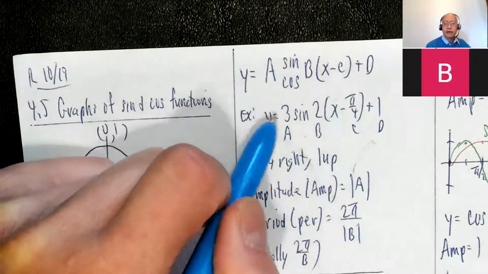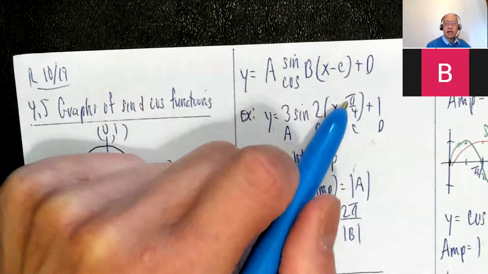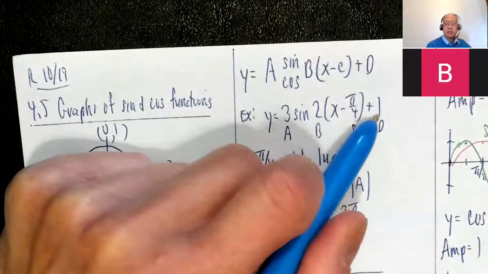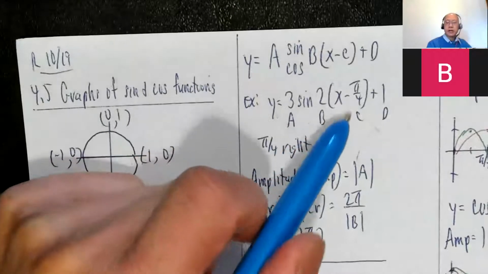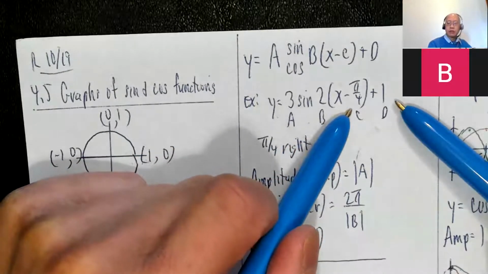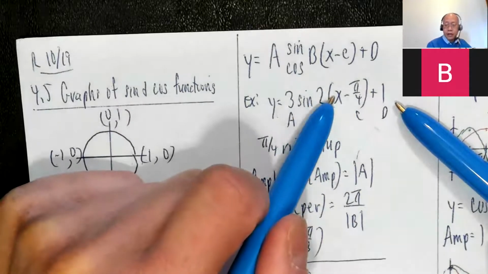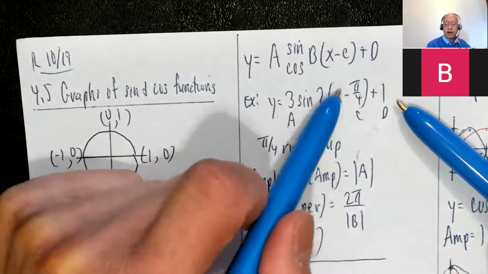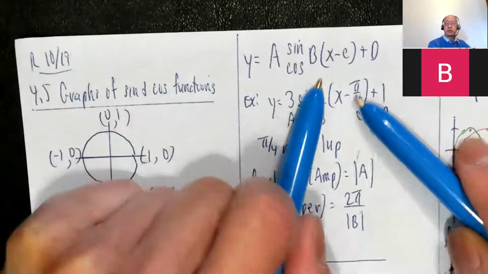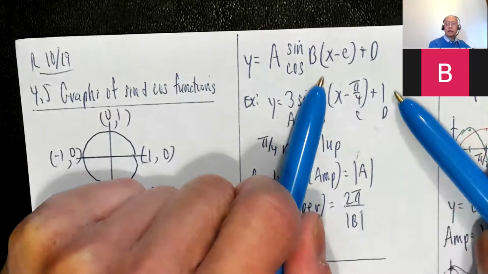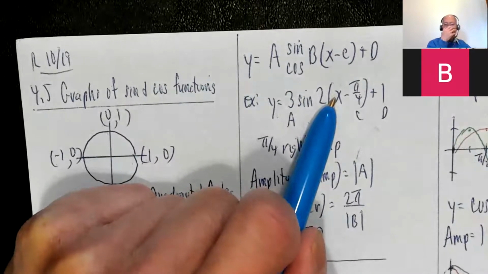Here's an example. Y equals 3, that's A. Sine of 2, that's B. Parentheses x minus pi over 4, that's C, plus D. So you already know from your previous work, this means pi over 4 to the right and 1 up. And that's consistent with what you had before. If you left a 2 inside, then you have to do some funny calculations, right? But this is very consistent with what we learned earlier in the course, right? Just look at this and say, oh yeah, pi over 4 to the right and 1 up, which you would not be able to do if you had the 2 inside, let's say.